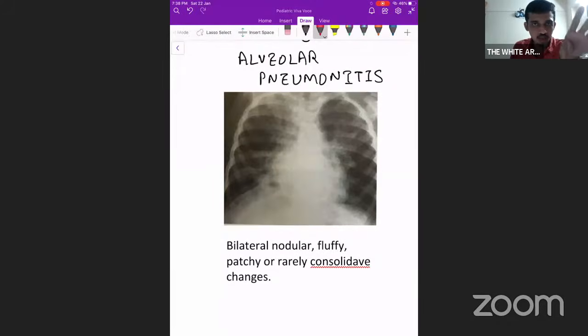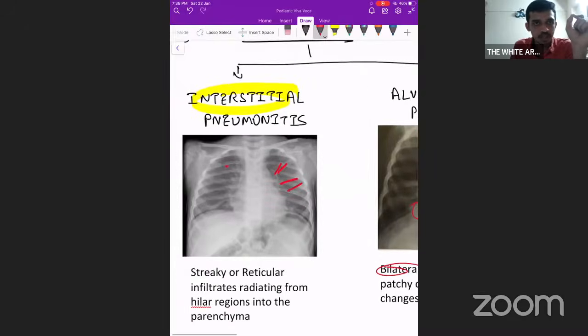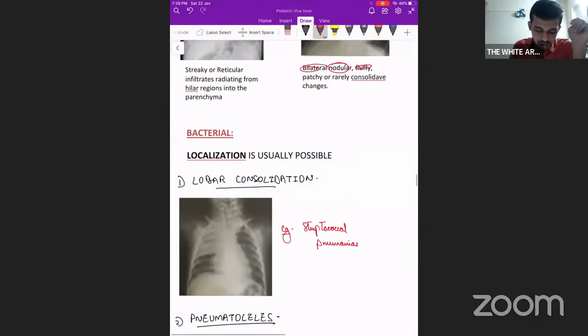If it involves the alveoli, then there will be consolidation. Again, since it is a viral infection, it will be bilateral involvement. So bilateral nodular fluffy infiltrates, fluffy consolidation. See, you find one consolidation here, one over here, one over here, one over here. So it will be bilateral nodular fluffy consolidation if it is alveolar pneumonia. Rarely; most of the time this is how a viral pneumonia presents: it will be interstitial in nature.